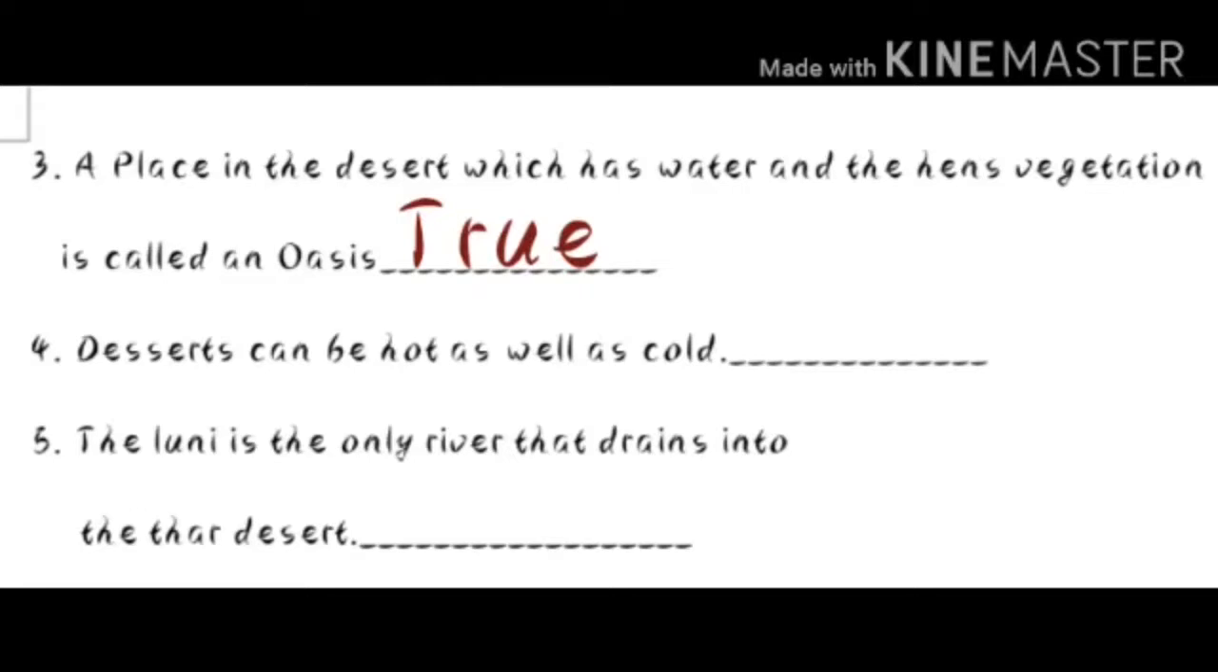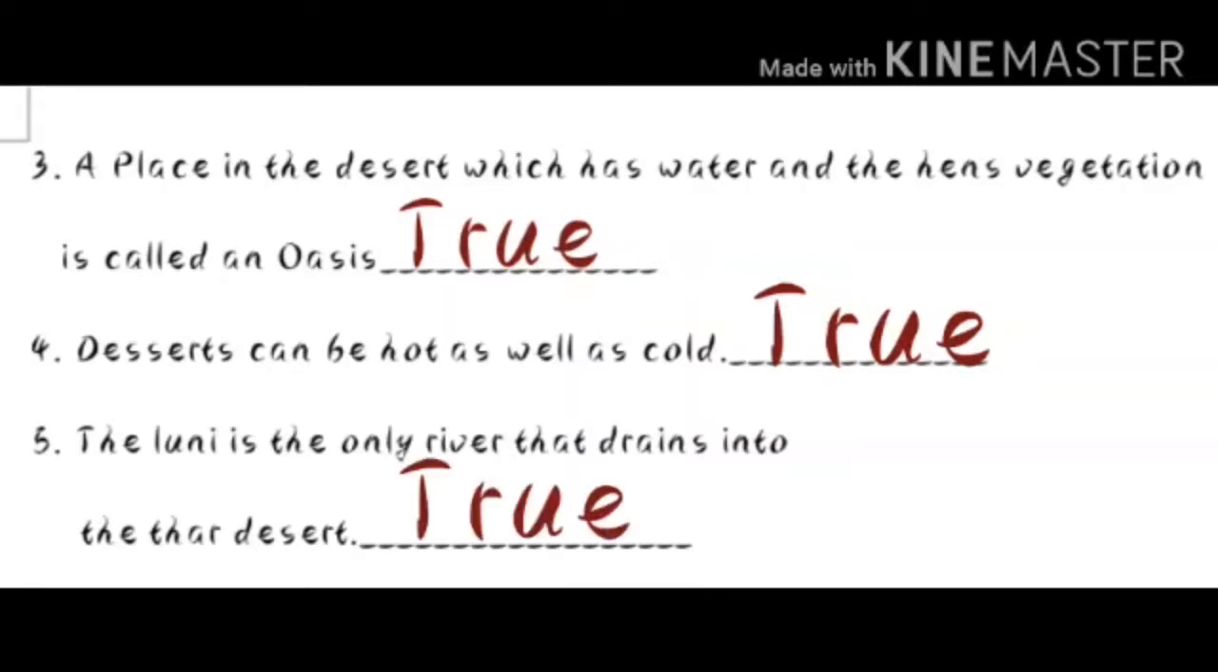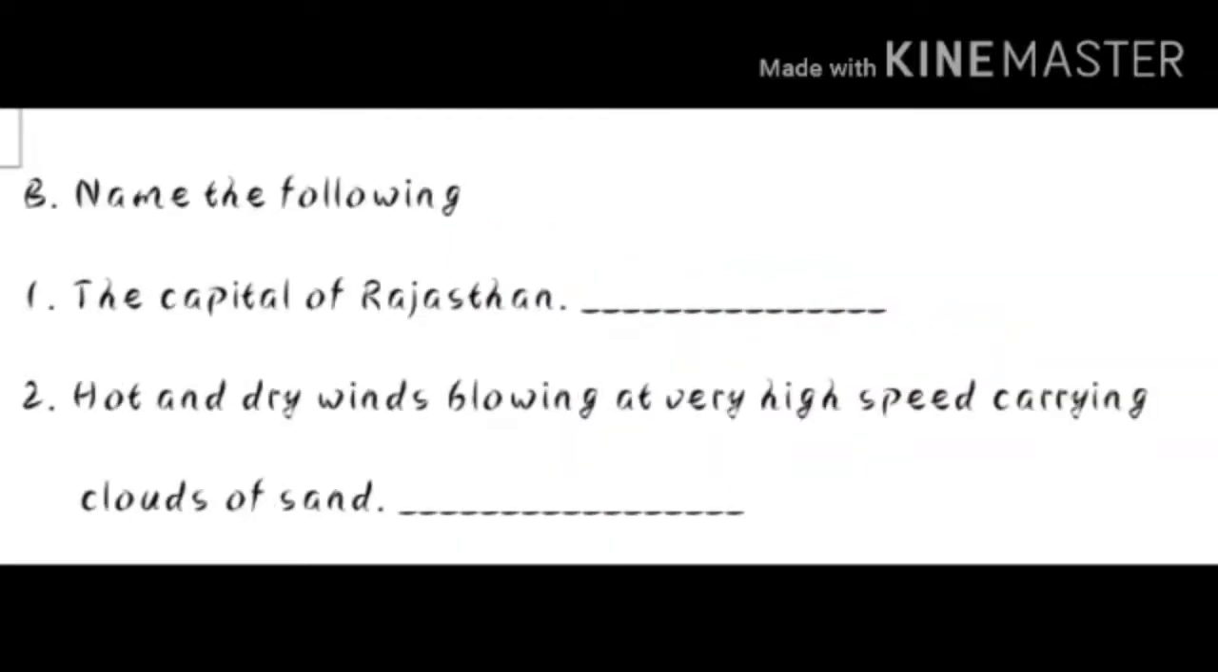Fourth one. Deserts can be hot as well as cold. The answer is true. Fifth one. The Luni is the only river that drains into the Thar Desert. The answer is true.